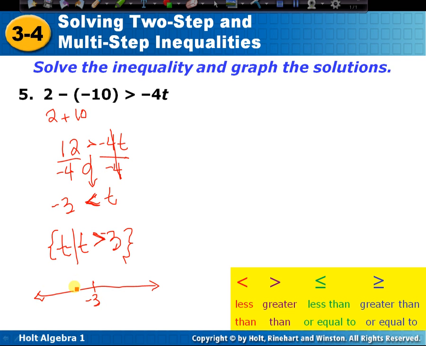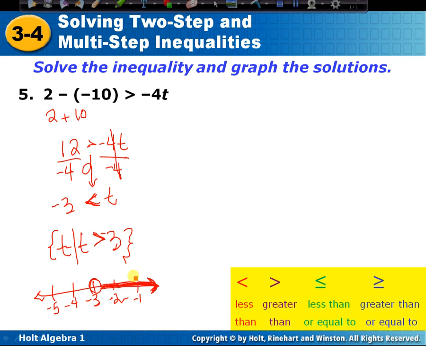Negative 3 in the middle. Here I'm going to put negative 4, negative 5. Up here I'm going to put negative 2 and negative 1. Because I have no extra mark, I know that t is not equal to negative 3, so I'm going to do an open circle at negative 3. And because I can look at my inequality sign as if it's an arrow, it shows me which way to shade because I have done my set notation appropriately. So I'm going to shade this way, everything greater than negative 3.